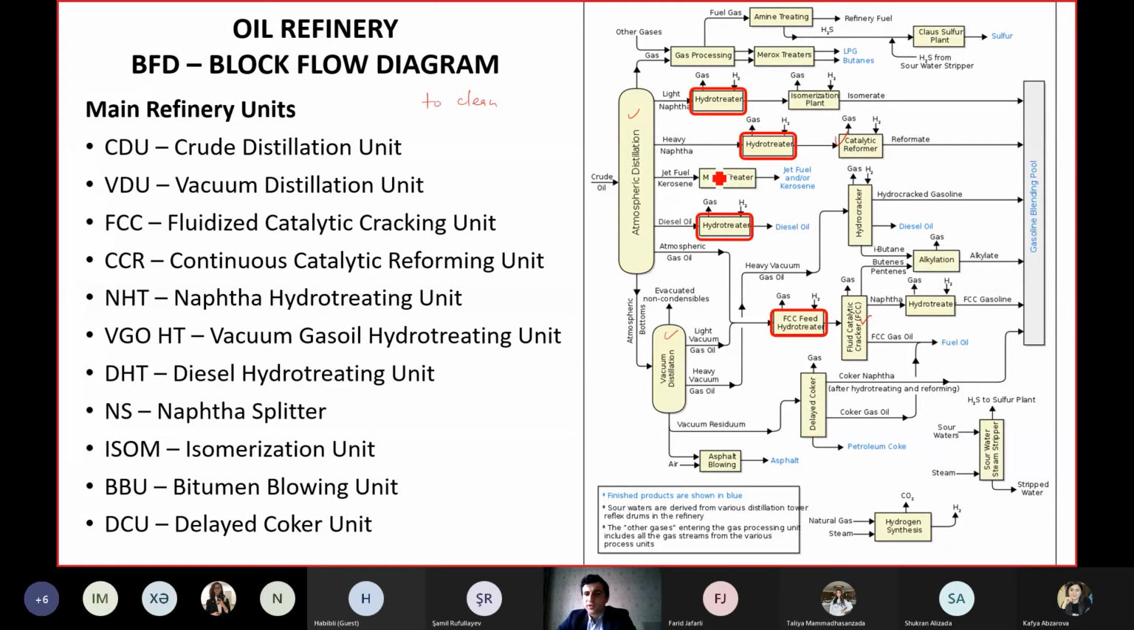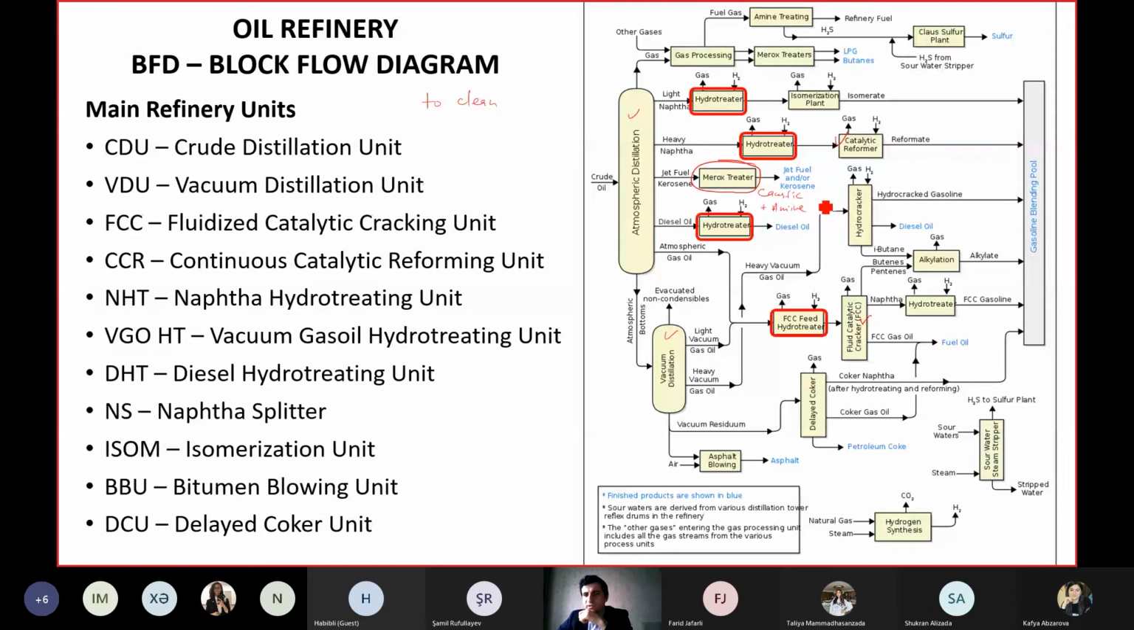Sometimes you can use a kerosene hydrotreater, but mostly, recently, Merox treaters are used for kerosene. That's why we don't have a kerosene hydrotreater in this scheme. So what is Merox? You use caustic plus amine to clean the impurities in the kerosene.